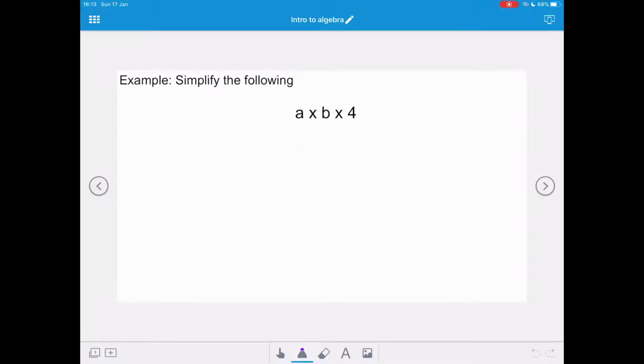In this example, we've got a times b times 4. So again, we're going to write the 4 first because we put numbers first, and then ab in alphabetical order without the multiplication signs. Now we could write 4ba because that would also be a correct answer.